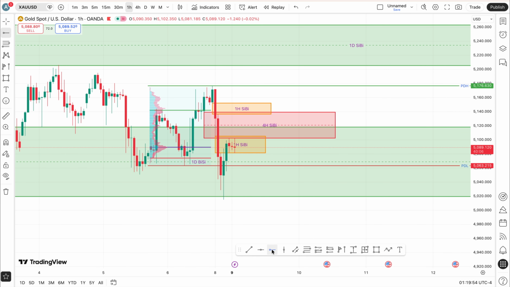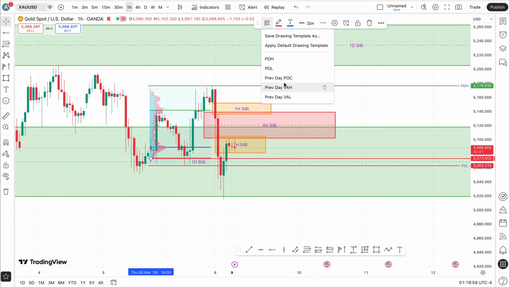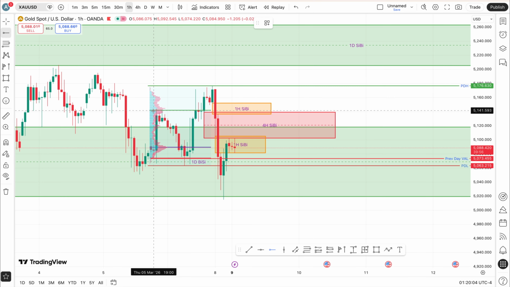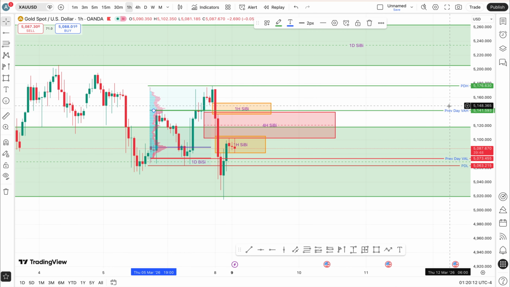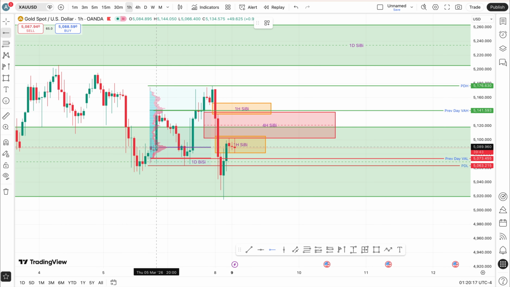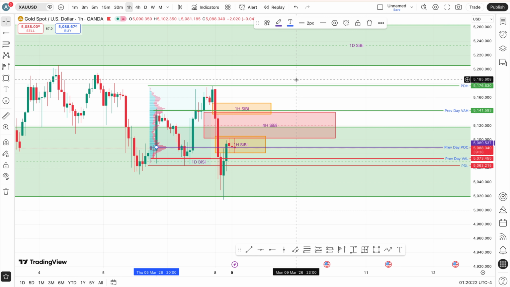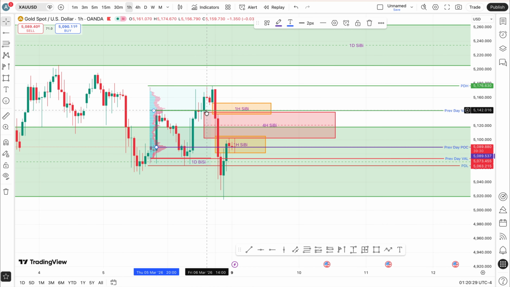You can see the previous day's value area low. So the value area low and the value area high is the range between which there was maximum trading activity. These are the extreme levels, and the point of control is where the maximum volume activity happened, the previous day POC. The POC represents the price where the most trading activity occurred during the previous session.